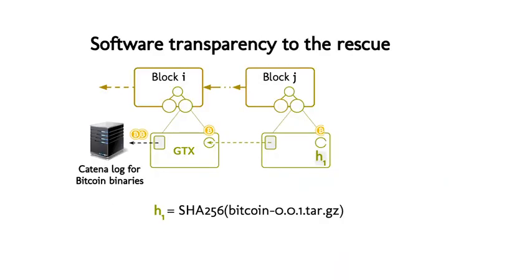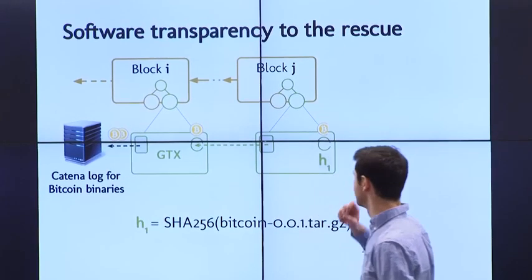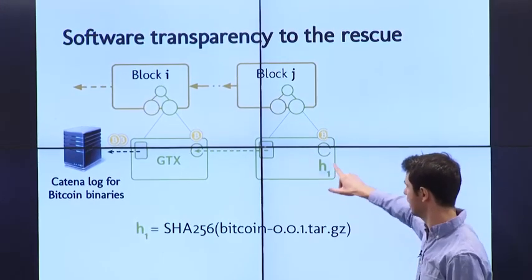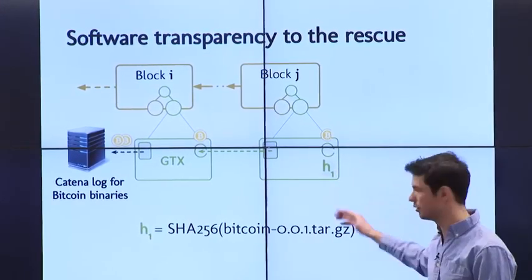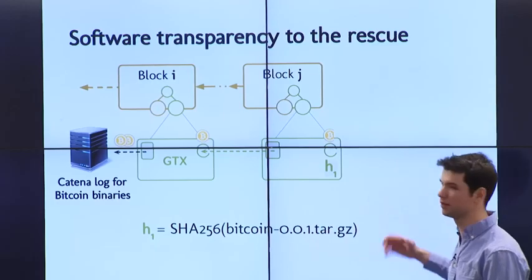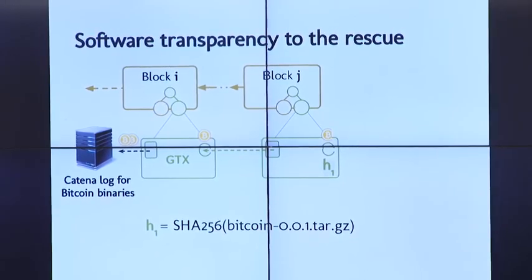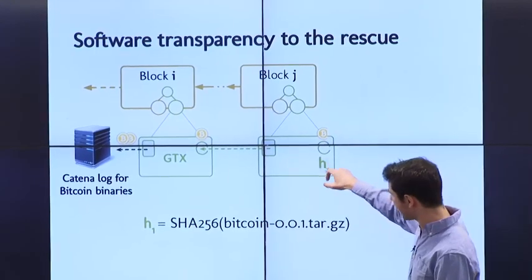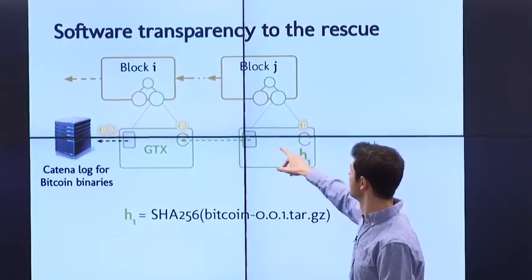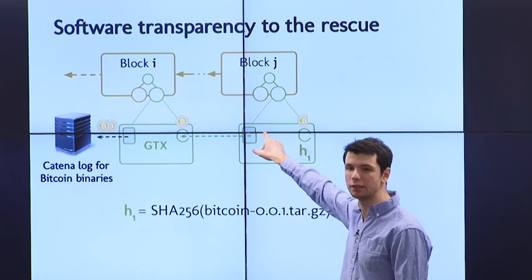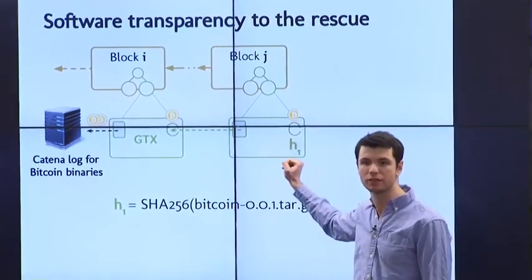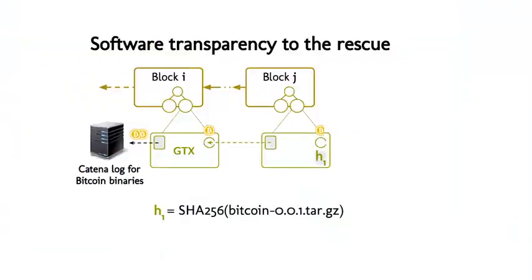So we have this Catena log for Bitcoin binaries. And let's say the first transaction has a hash of the Bitcoin 0.001 tar file, the Bitcoin binaries. And this hash here is implicitly signed by the signature in this input, because it signs the whole transaction. Right? So now if I put this hash in a Catena log, I get a signature on it for free.